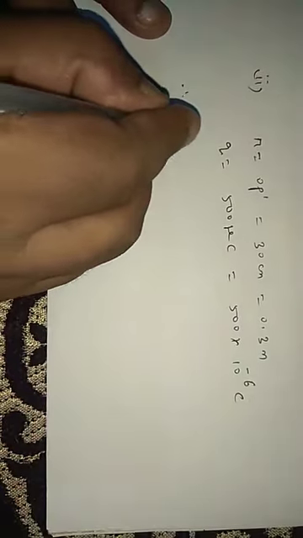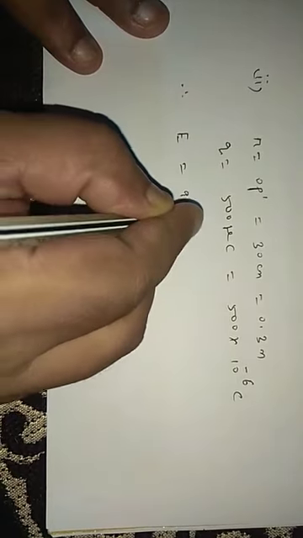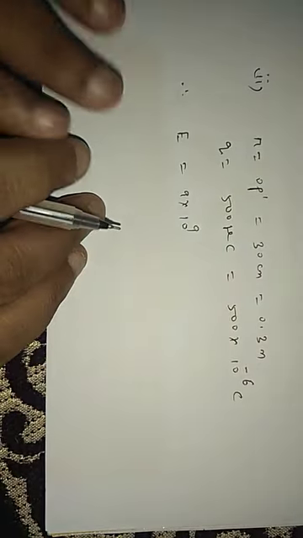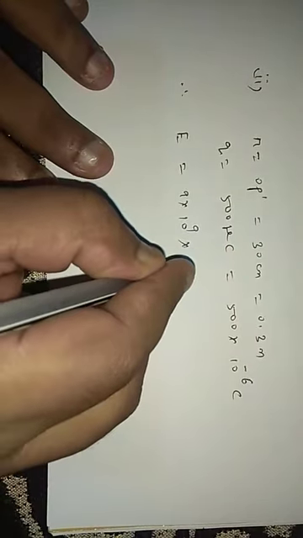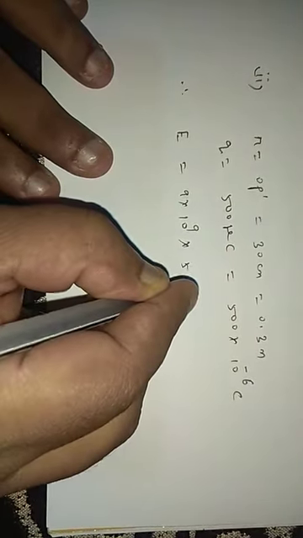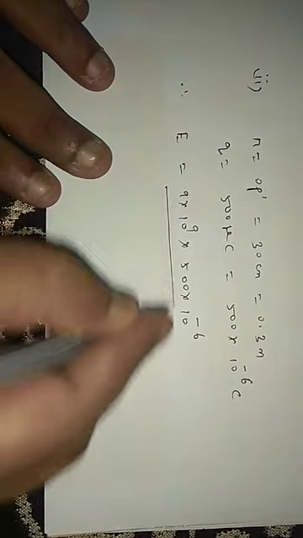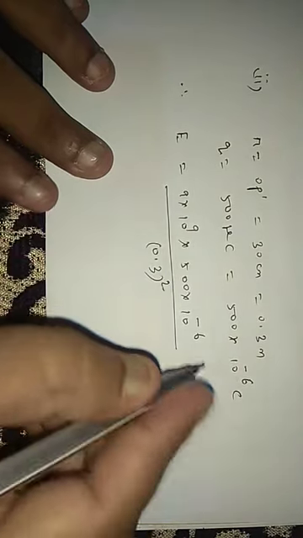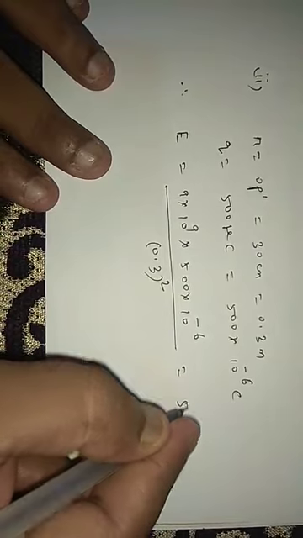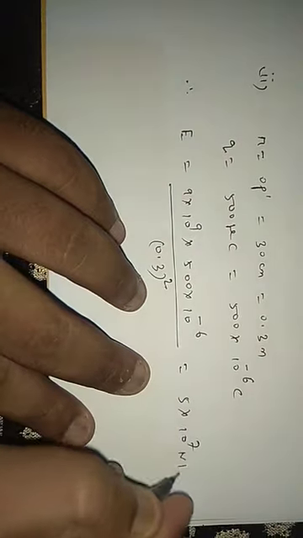Therefore E equal to 9 into 10 to the 9 into q by r squared, equal to 5 into 10 to the 7.